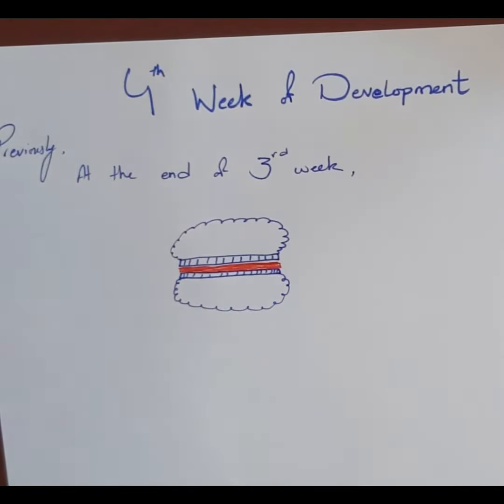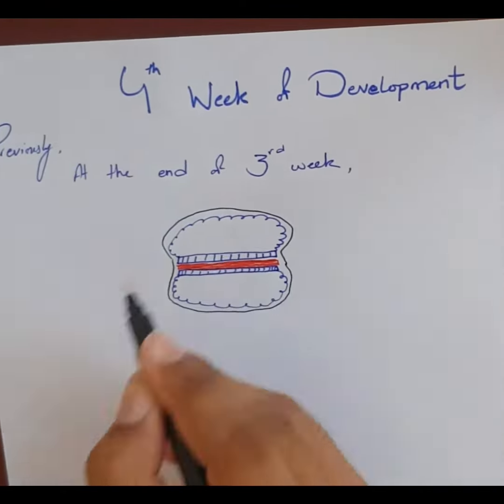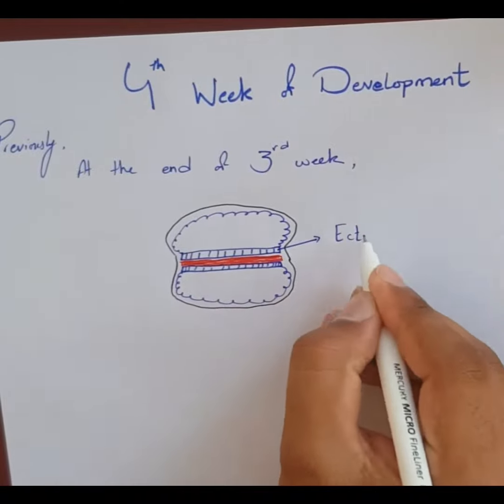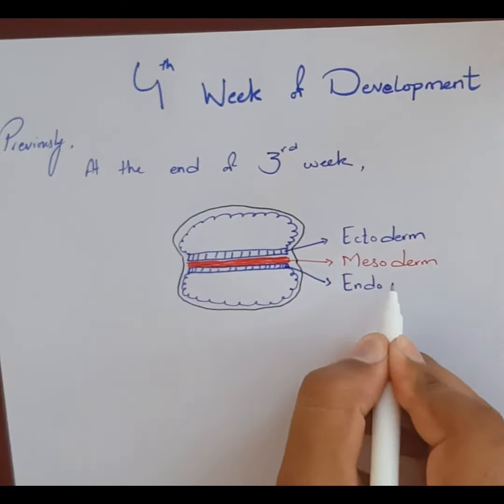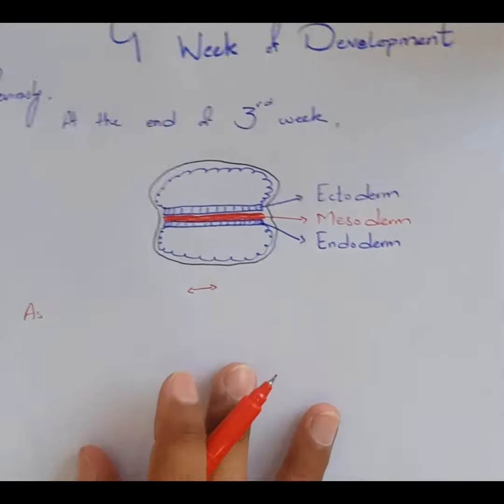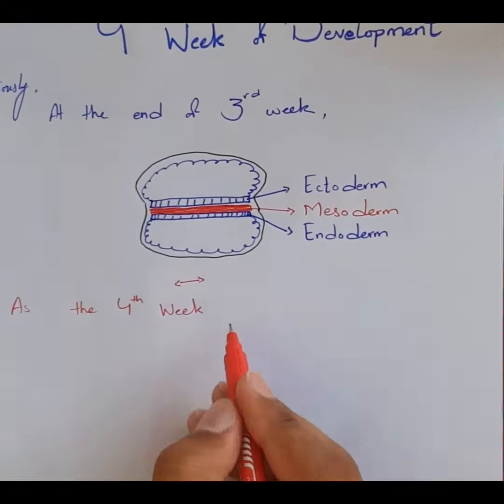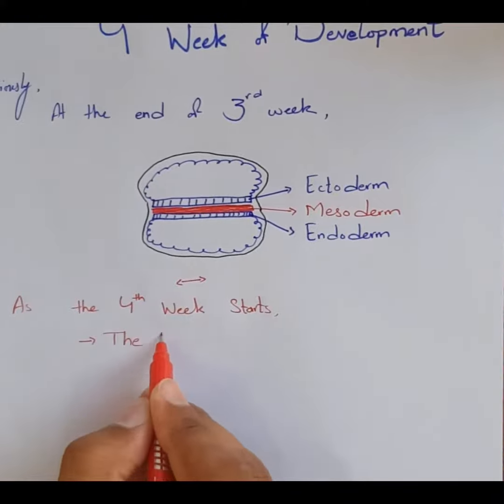Hello and welcome to another video lecture from embryology. In today's lecture, we are going to study the fourth week of embryonic development. Previously, we studied that a trilaminar embryonic disc was formed, consisting of ectoderm, mesoderm, and endoderm.